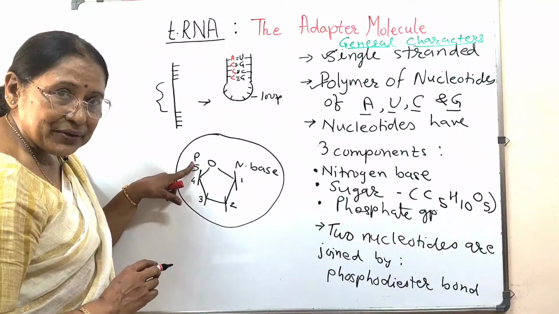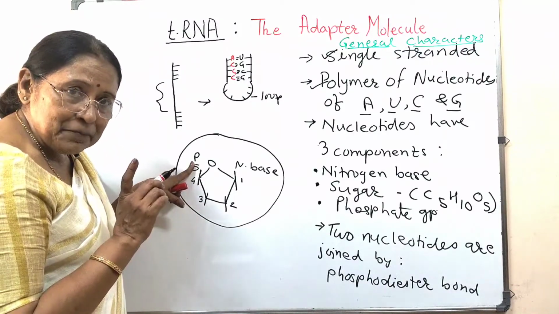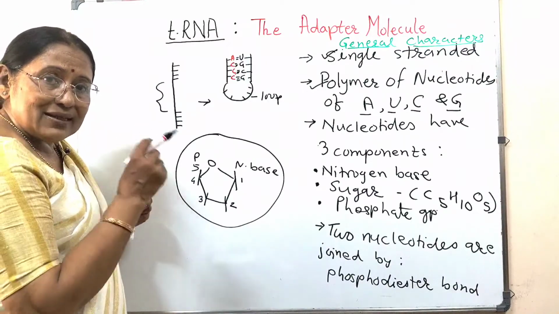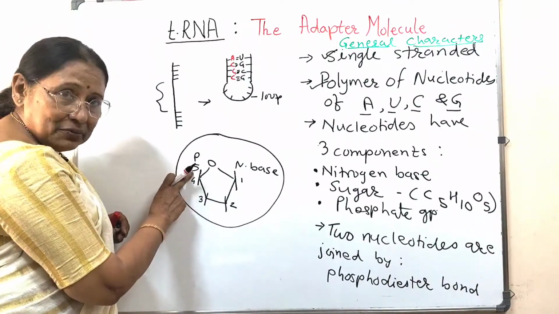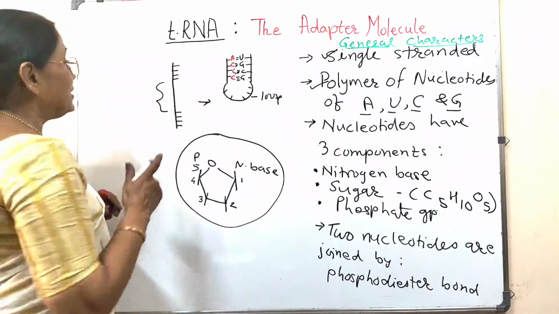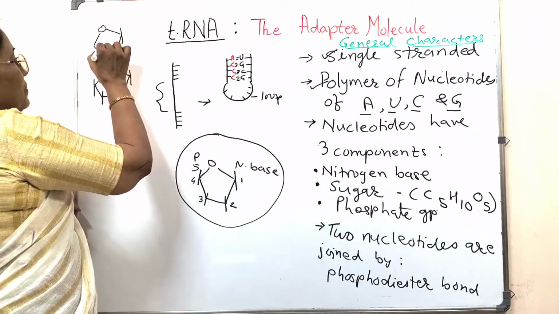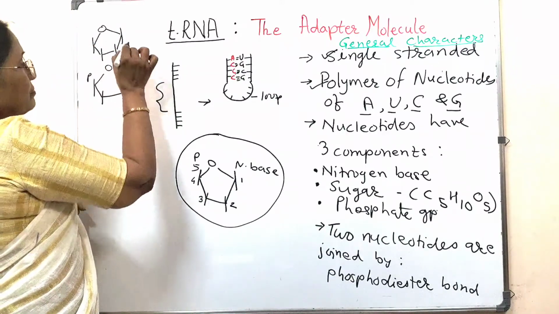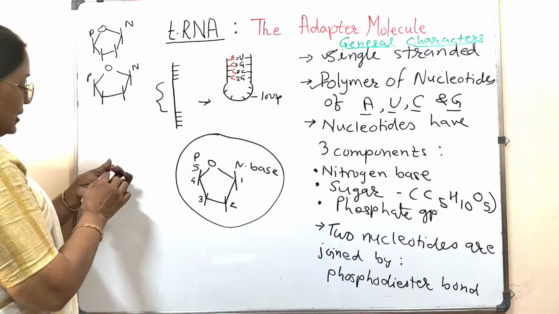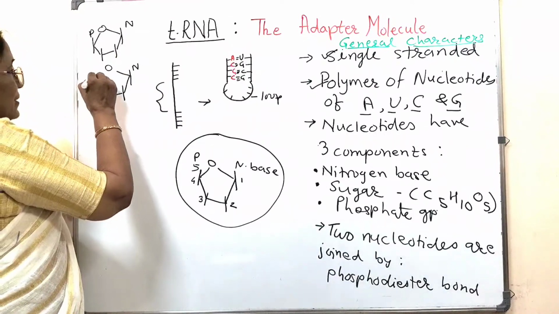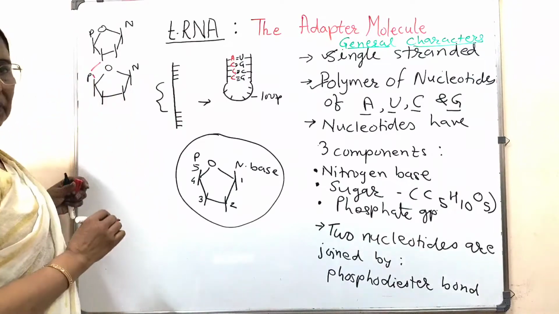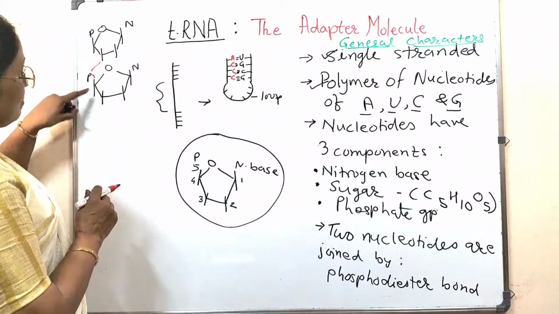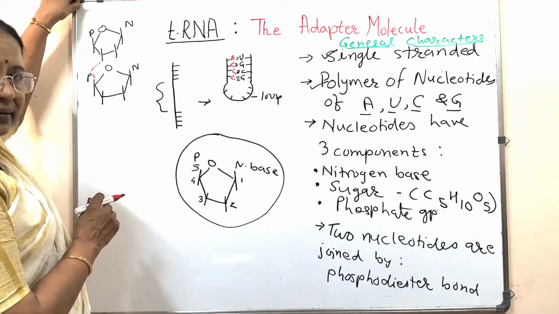Then this phosphate group at the C5 position forms a diester bond. Here it has formed one ester bond, and it will form another ester bond, thus a phosphodiester bond. This phosphate has formed one ester bond here, and it will form another ester bond with the C3 position of the next nucleotide. Thus, a complete chain will be formed.